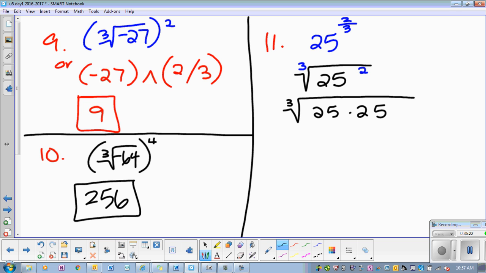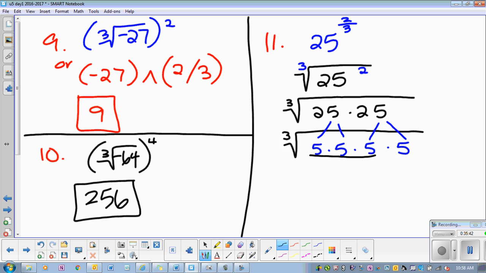Can I break down each of those 25s? Yeah, what times what? 5 times 5. So this one is a 5 times 5, and this one is a 5 times 5. How many do I need in the group to come out? 3. Look at this, I have 3 of the same. So one of those comes out. Do I have any that stay in? 1. Yeah. So here you go. This is it.